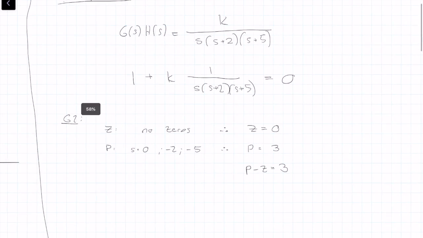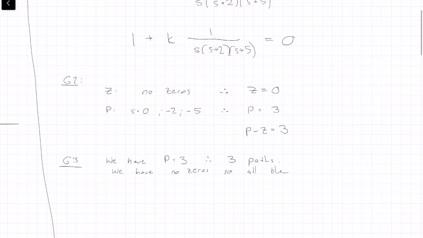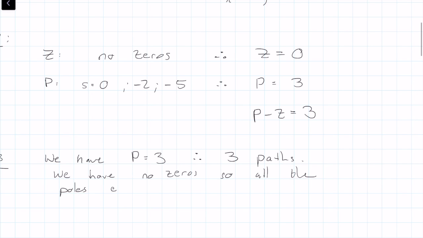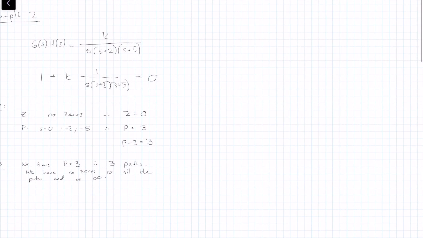Okay. And now we can look at guide number 3. Guide number 3 tells us that the number of poles equals 3. Therefore, we have 3 paths, and on the paths we have no zeros. So all the poles end at infinity. Okay, so let's get to a nice quick sketch of what's actually happening.